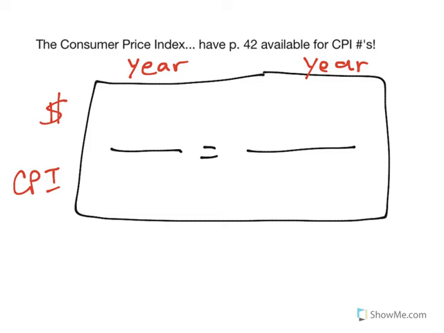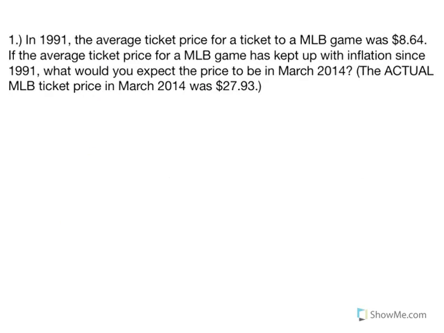So just a refresher, we use the Consumer Price Index to solve problems when we are comparing two time periods. It might be a month and a year, but it definitely has to be at least 2 years. I always put the money on top and our CPI values, which we get from page 42 in your packet, on the bottom. So that's the basis for setting up proportions, and we're going to jump right into some examples. We are on page 314.